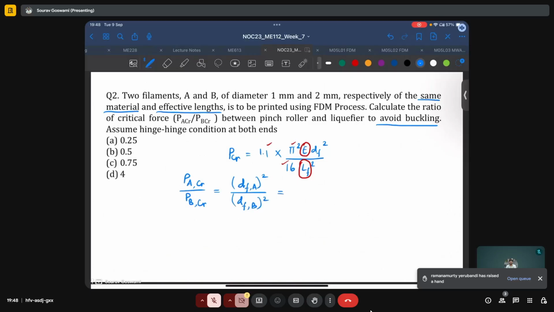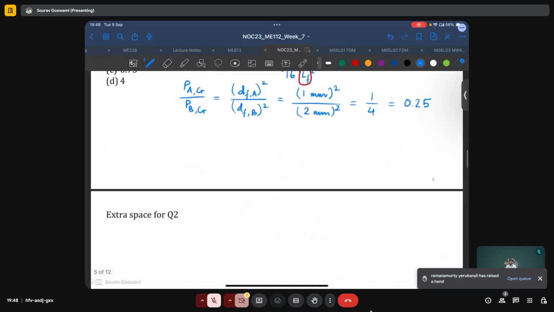And what is given to us is that the diameter of filament A is 1 mm and that of filament B is 2 mm, or 1 by 4, which is equal to 0.25. 0.25 corresponds to option A here, and so A is the correct option.